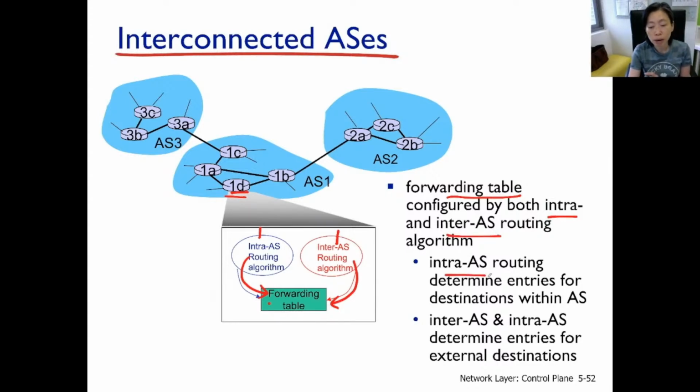The intra-AS routing determines the entries for destinations within the AS. And inter-AS determines entries for the external destinations. To be precise, the inter-AS determines which gateway router you should be passing the data to. But intra-AS will also be telling 1D, to go to that particular gateway router, what is the right way. So you see here the interplay of inter-AS and intra-AS routing for packets going outside of the AS.